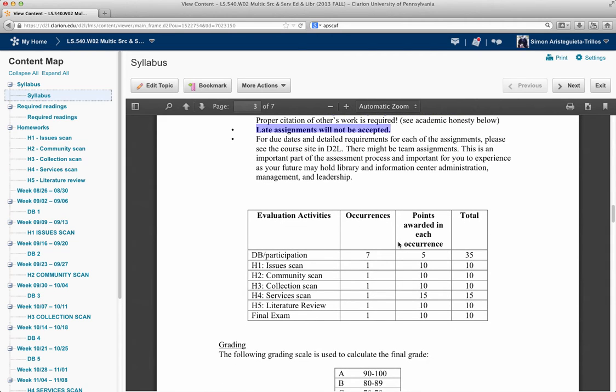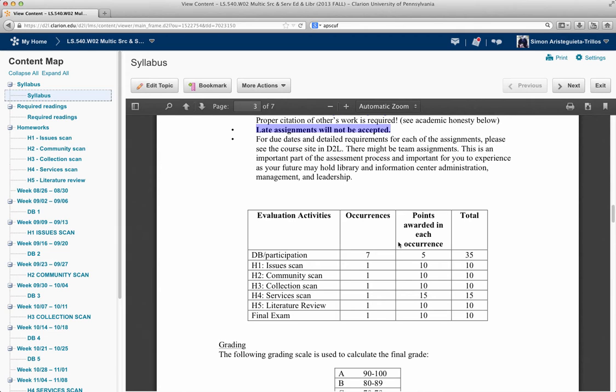Okay, these are the activities that we're going to have in our class. We're going to have 7 DBs, or discussion board or participation, that are graded, and that's for a total of 5 points each. That's the maximum points you can achieve. I may deduct some points if I don't think you did an excellent job. If you get 5 points, it's because you did an excellent job. But you may get 4, 3, 2, or 1. That will give you a total of 35 points if you achieve the maximum.